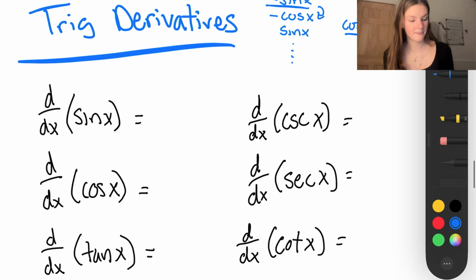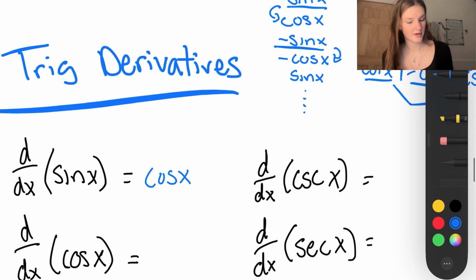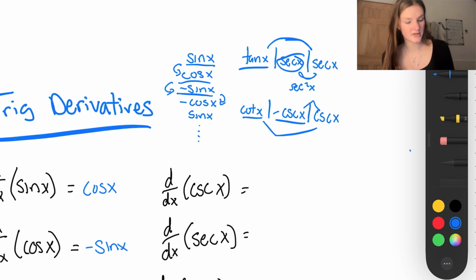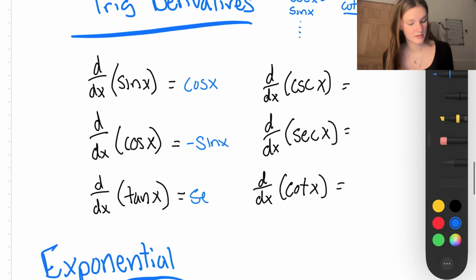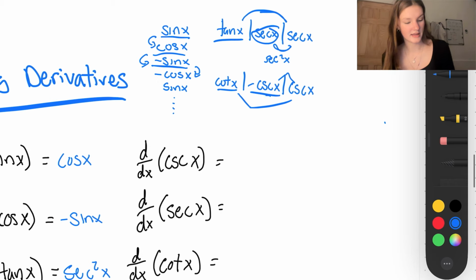So knowing that, we have sine of x, where's that? Right here. So the derivative is going to be cosine of x. Okay, cosine of x, that's right here. The derivative is going to be negative sine of x. Okay, tangent of x, we know that's right here, so it's going to be secant squared of x.